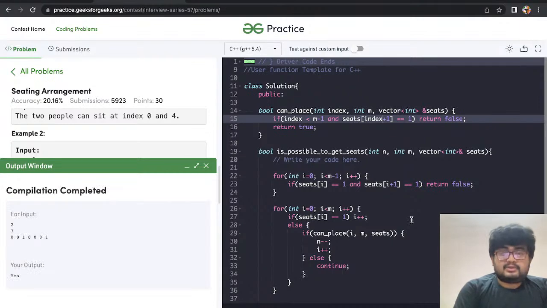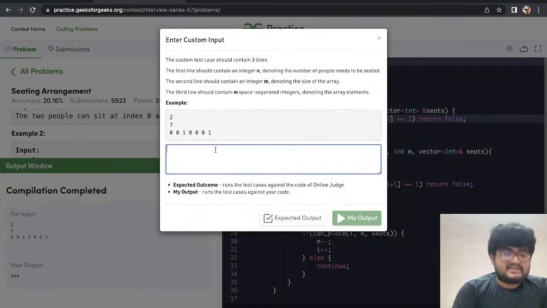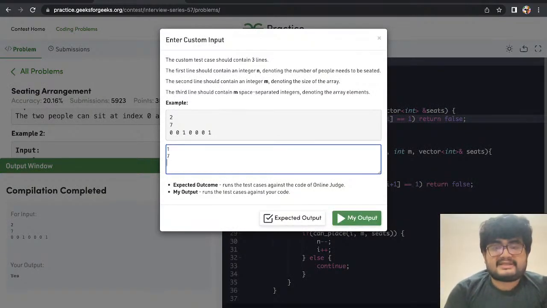N equals 1, m equals 7. Oh, okay. N equals 1, m equals 7. All right, let's see if this is working for this test case. N equals 1, m equals 7, and we have the arrangement to be 0, 1, 1, 1, 0, 0, 0. All right. So plus 2 from here. Just give me a second.